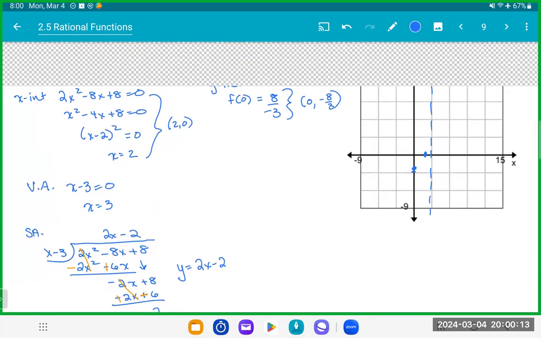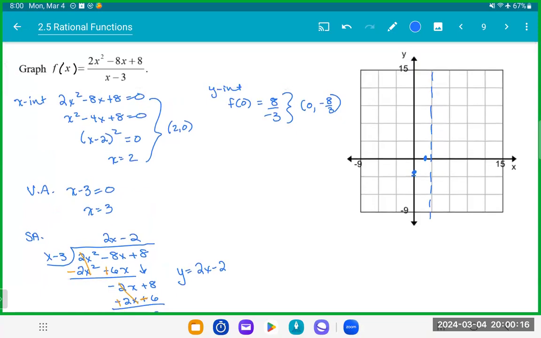So when you do that, we have to plug that in here, right? So if we go to where we cross our axis, we can create our slant asymptote.